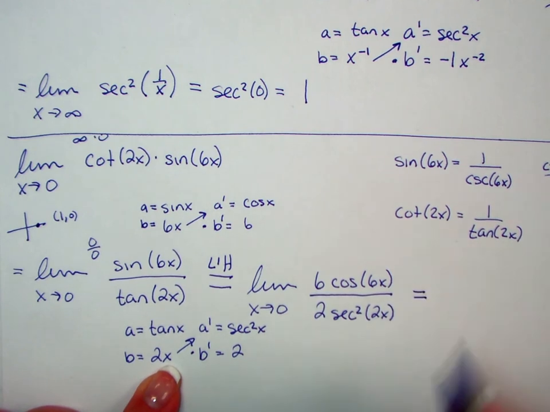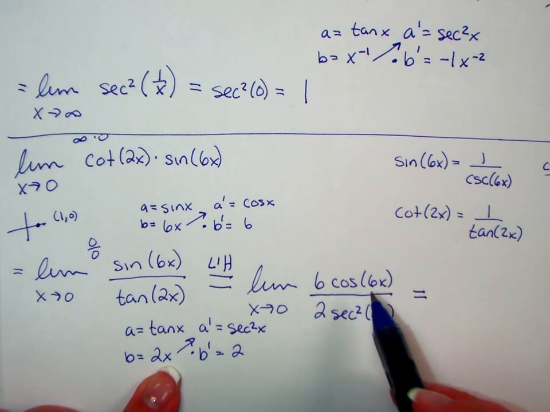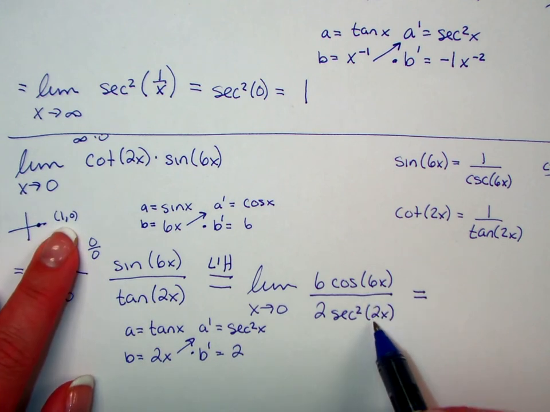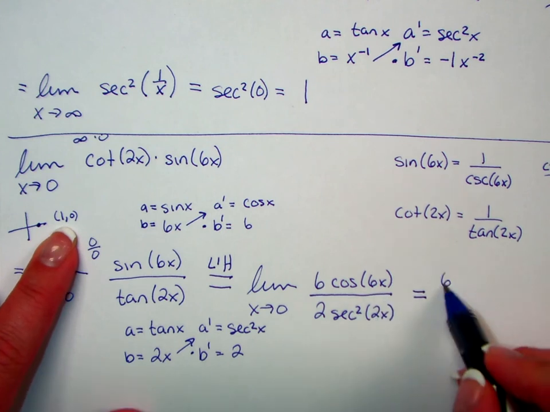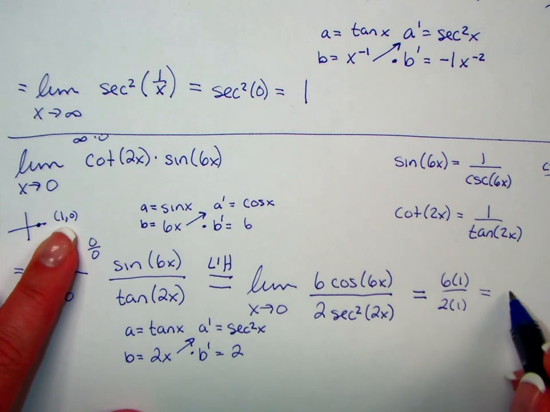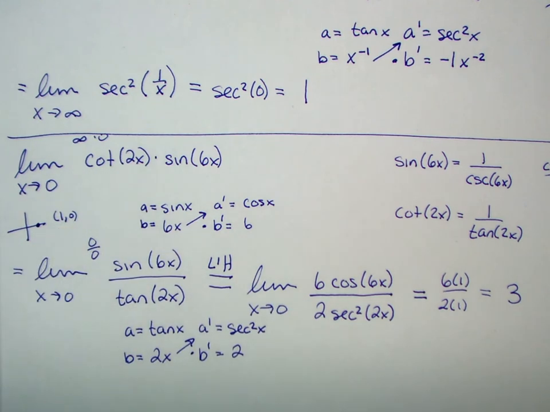Alright, so is this indeterminate? If I go ahead and let x go to 0, 6 times 0 is 0. Cosine of 0 is 1, which means secant of 0 is also 1, right? Because they're reciprocals of each other. So I'm going to get 6 times 1 over 2 times 1, which is 3. Okay, so this indeterminate product here ended up being equal to 3, right? I believe that means that cotan goes to 0 3 times faster than sine, or something like that.